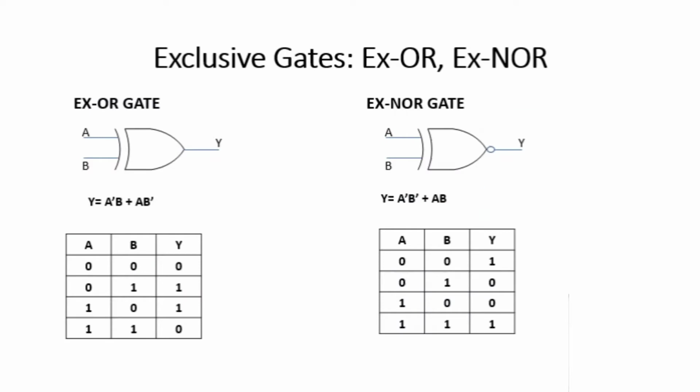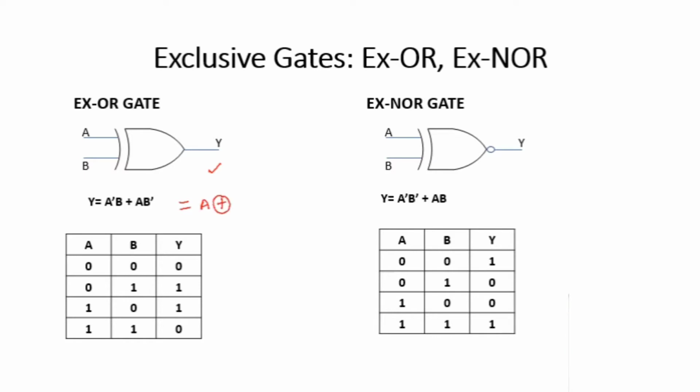Now coming to the last two gates, the exclusive gates, XOR and XNOR. XOR is the exclusive OR and XNOR is the exclusive NOR. So these are the symbols for the XOR gate. Here we can see that this is the symbol for an XOR gate, and this is the expression. A bar B plus A B bar is the expression for this, and XOR also has a dedicated symbol.